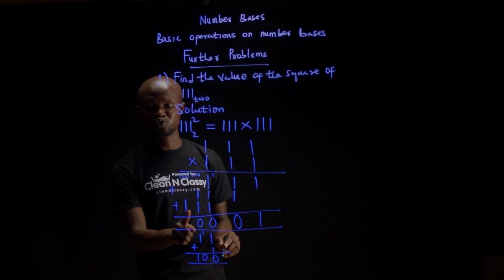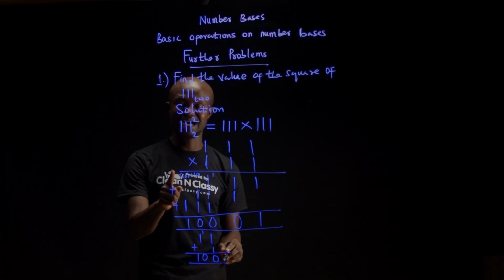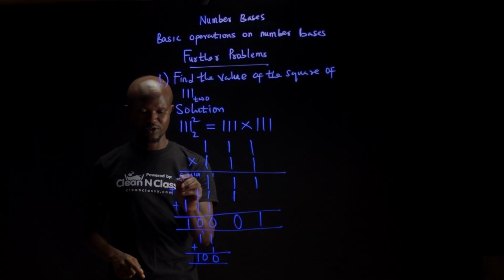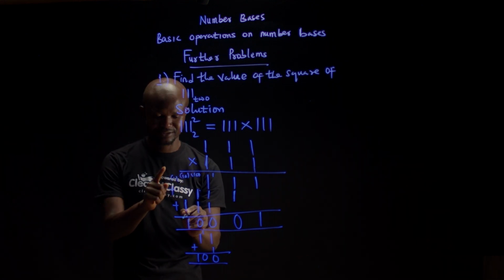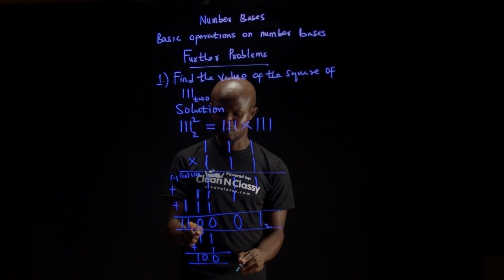Now, 10 plus 1. What do we have? That is 11. We write 1. Then we carry 1. So if you carry 1, what happened? We don't have any other number here again. So what do we have? 1 that we carry. So the answer is now what?